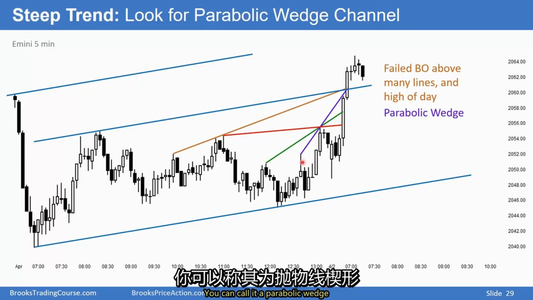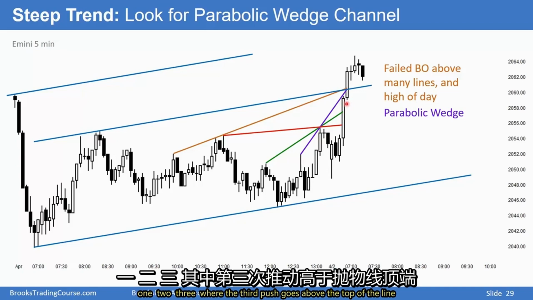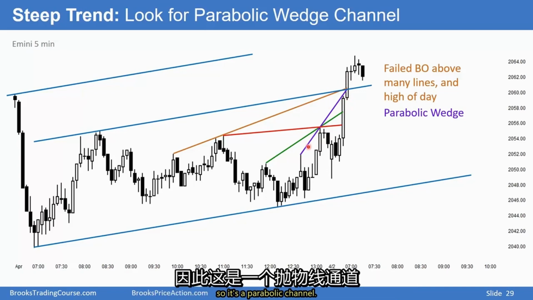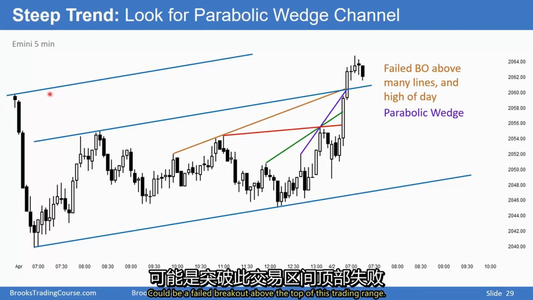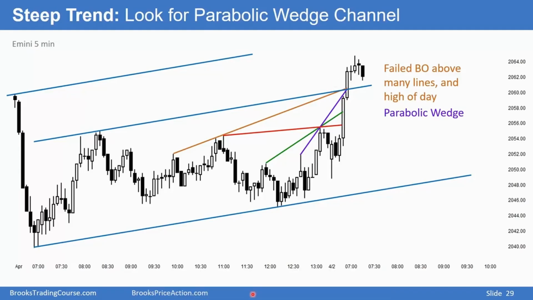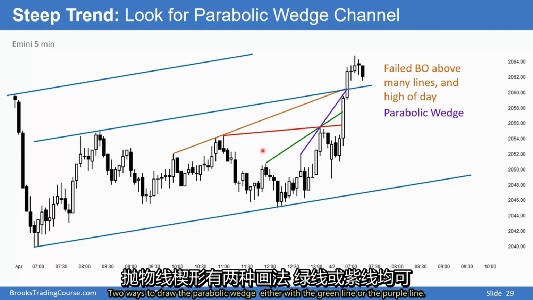You can call it a parabolic wedge, 1, 2, 3, where the third push goes above the top of the line, so it's a parabolic channel. We have a couple things now in favor of the bears. Could be a failed breakout above the top of this trading range. 2 ways to draw the parabolic wedge, either with the green line or the purple line.